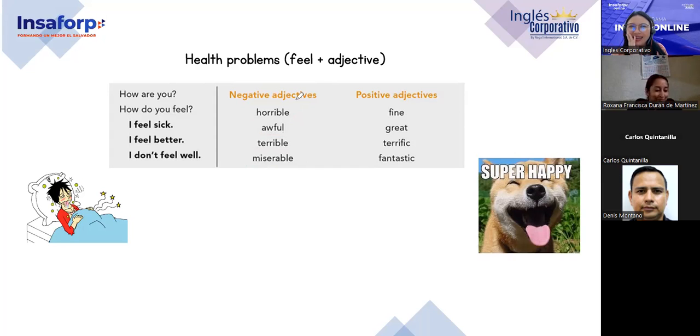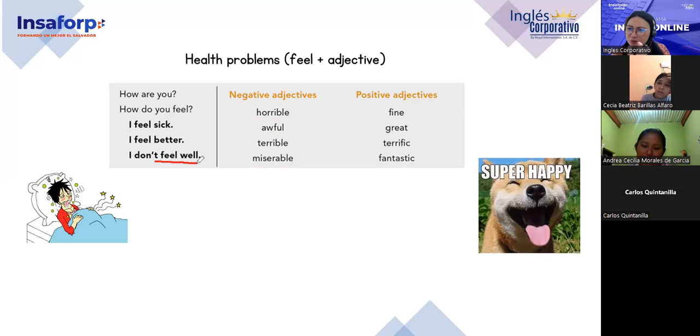Horrible. What sickness? ¿Qué enfermedad los haría sentir así, clase? I feel horrible. Infección en la garganta. Yeah, right. The sore throat. Awful. ¿Y qué es awful? Una infección en las muelas también. Oh, sí. Yo creo que infección de las muelas es miserable. Terrible. Es deprimente. Es algo que no se puede controlar. Probably a headache. Dolor de cabeza. Horrible. O no me siento bien, es un poco más liviano la sensación, diría yo.